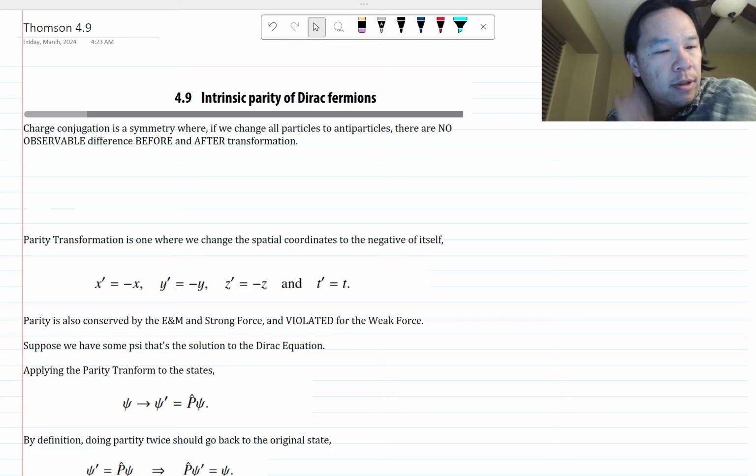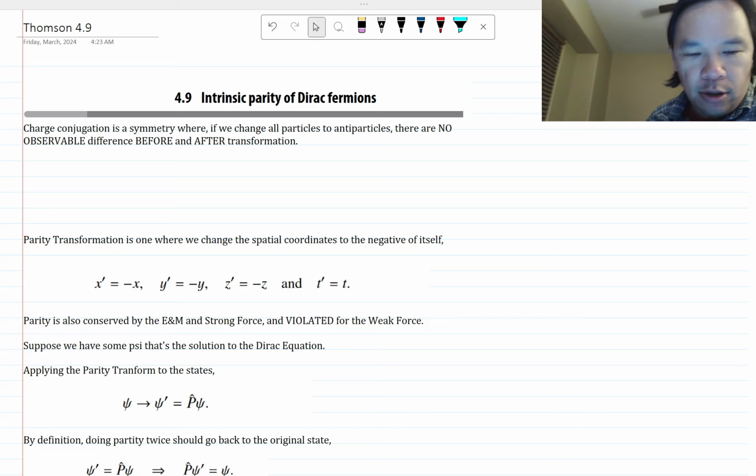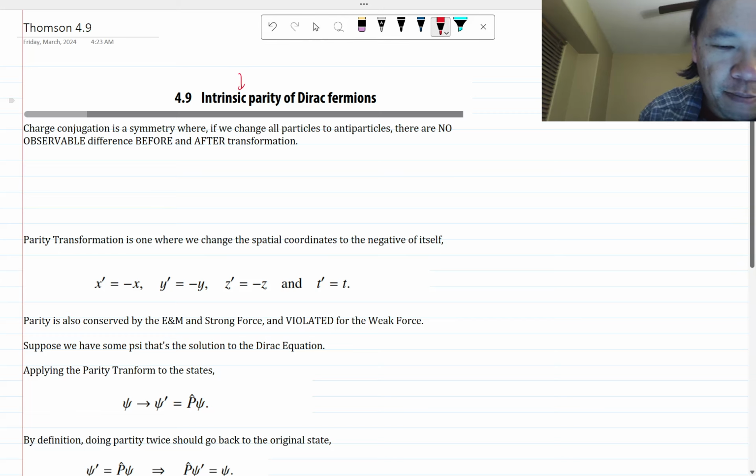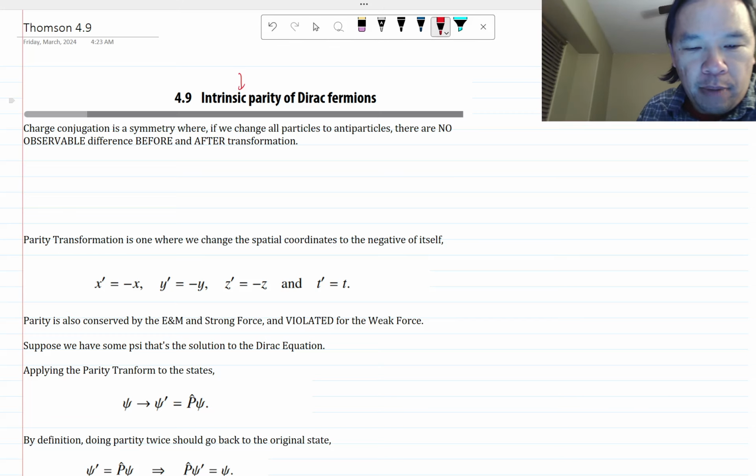Hey everyone, so this lecture is going to be on Thomson 4.9, which is the last section in chapter 4. It's going to cover this idea called the intrinsic parity of the Dirac fermion. And what we're going to do is learn about this thing called the parity operator, which basically changes spatial coordinates from x to negative x.